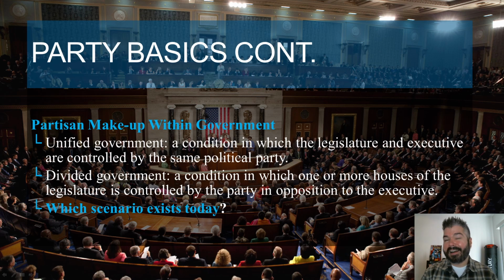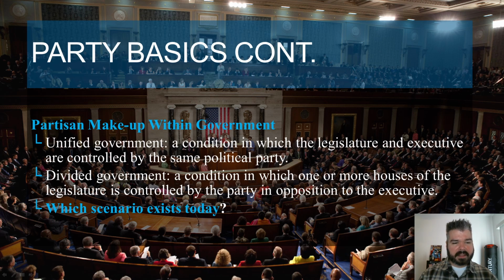Now, this can get a little complicated when we talk about the two-chamber, or bicameral, legislature that we have. One political party can control the House and the White House, but the other political party could control or have major influence in the Senate, which then gives us a condition that is known as divided government. Right? A condition in which one or more houses of the legislature, right? So remember, we have a House and a Senate. It's a bicameral legislature, so two houses, right?